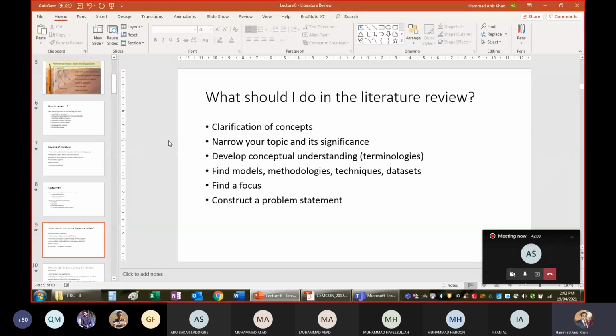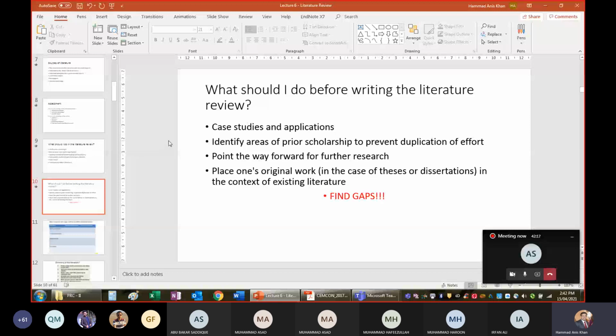Find a focus. What is your problem which you want to study? Based upon that, you narrow down your literature review, and in this way you will find a gap. So you will have to identify the areas which you are studying, and is there any duplication of effort, like has a similar experimentation been done? You have to identify that.